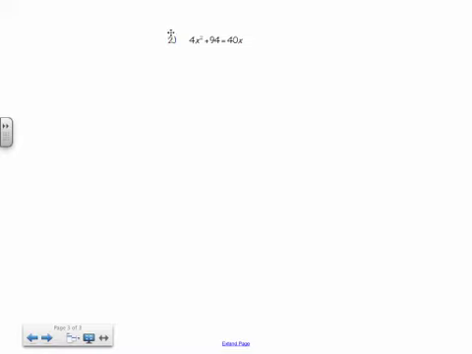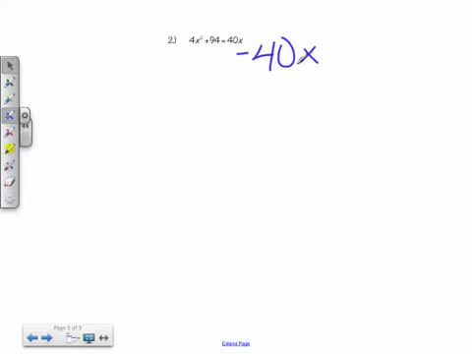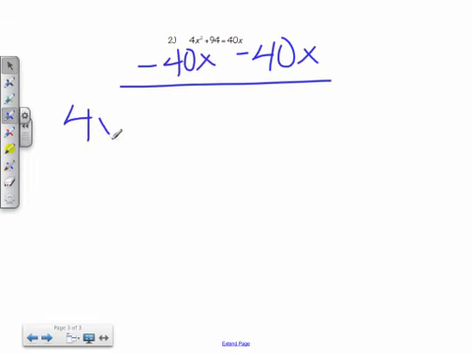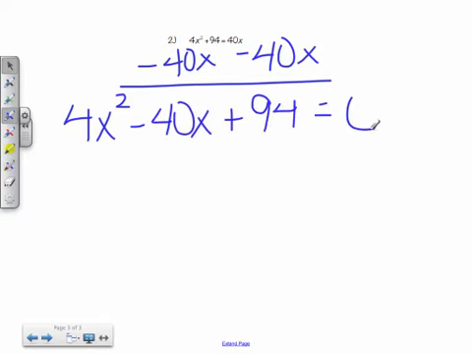Okay, so in question number 2, the problem says 4x squared plus 94 equals 40x. Now, what I want to do is make sure that my ax squared and my bx are all on one side. Because the bx is on the right side, I'm going to get rid of it and put it on the left side by subtracting 40x from both sides. So I end up getting 4x squared minus 40x plus 94 equals 0.